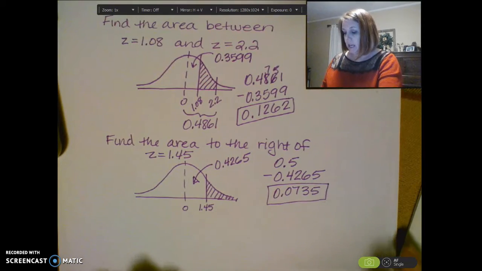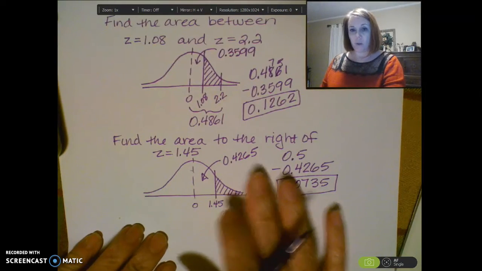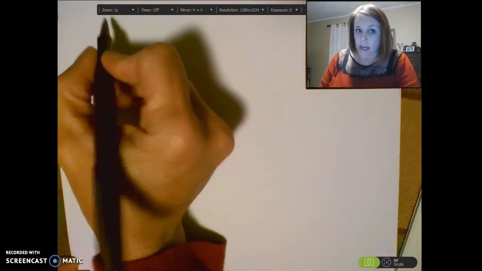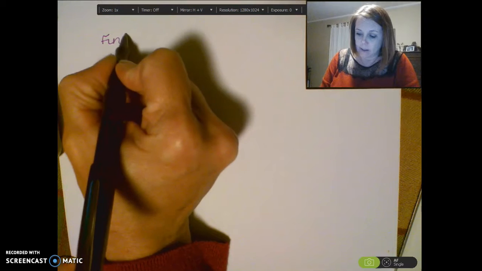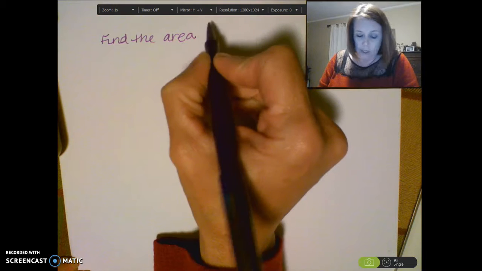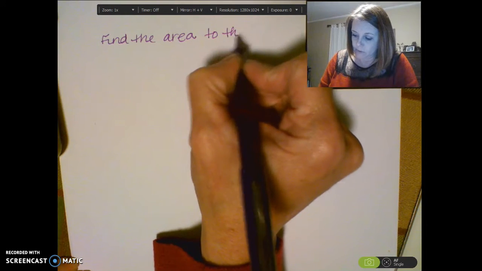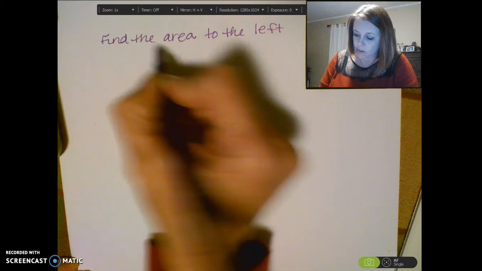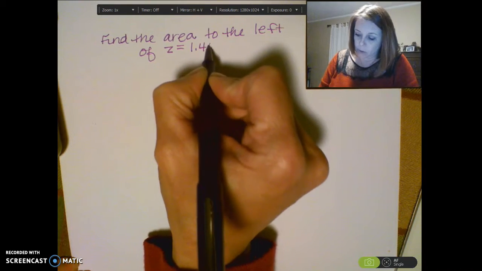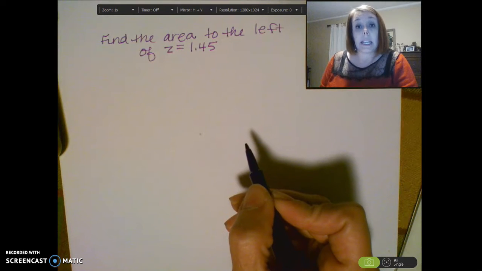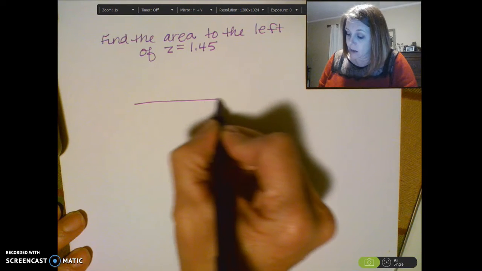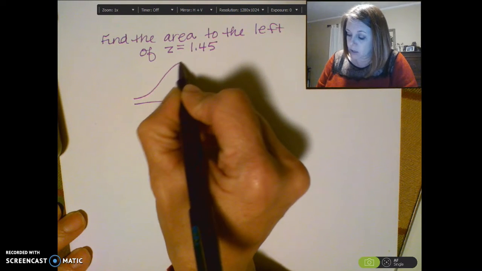All right, continuing on in the realm of to the right of, to the left of. Let's look at another possible example that we could have. Find the area to the left of z equals 1.45. So we're going to use that same z-score that we did in the last problem, but we're using it differently. Okay, so to the left of that value. So start with your sketch.